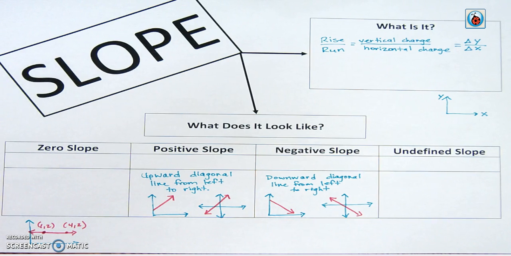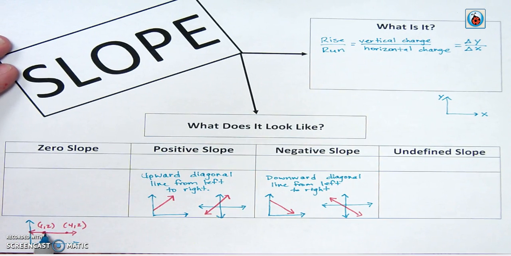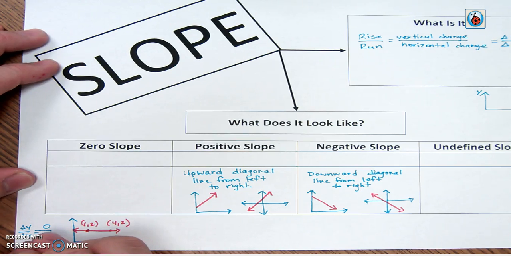My definition is rise over run, or how much the y changes over how much the x changes. In this case, the y doesn't change. It always stays the same. It's 2 here and it's 2 here. So I would say the y doesn't change at all, whereas the x goes from 1 to 4. So it's going to increase by 3.